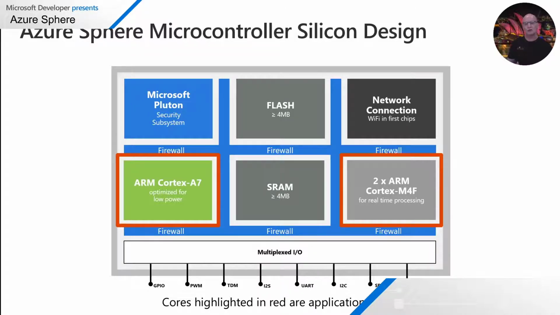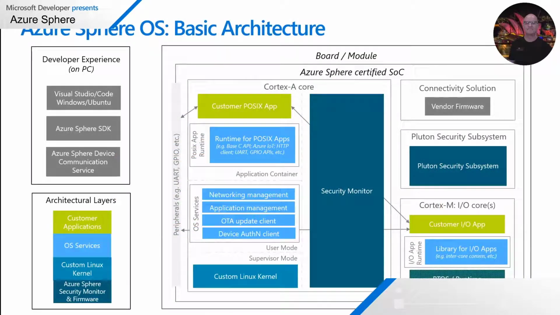The other core that you can build applications on is the Cortex A7. That is for running high-level applications, so it is running the operating system on that core, plus you can run your own high-level applications. The other 2 cores are a core for networking, and another core responsible for the security subsystem. Plus of course there's flash storage and memory. But there are 5 cores, 3 of which you can run applications on.